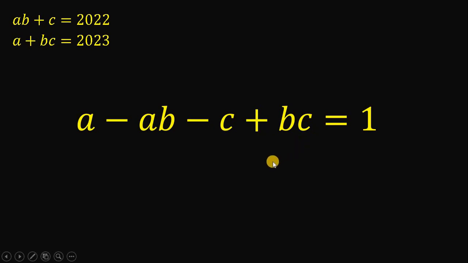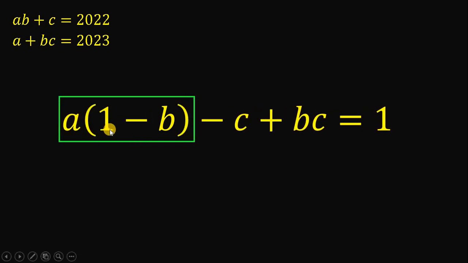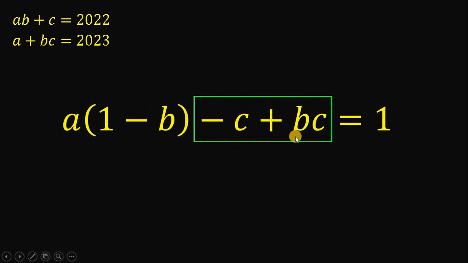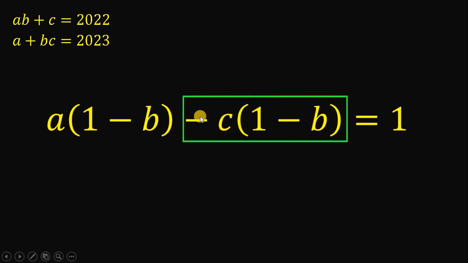Now, why do we do that? Because take a look at these two terms. We have a common factor of A, so we can factor out this A. This will give us A multiplied by 1 minus B. Now, on the other terms, we have negative C plus BC. If we factor out negative C, this will give us negative C multiplied by 1 minus B.